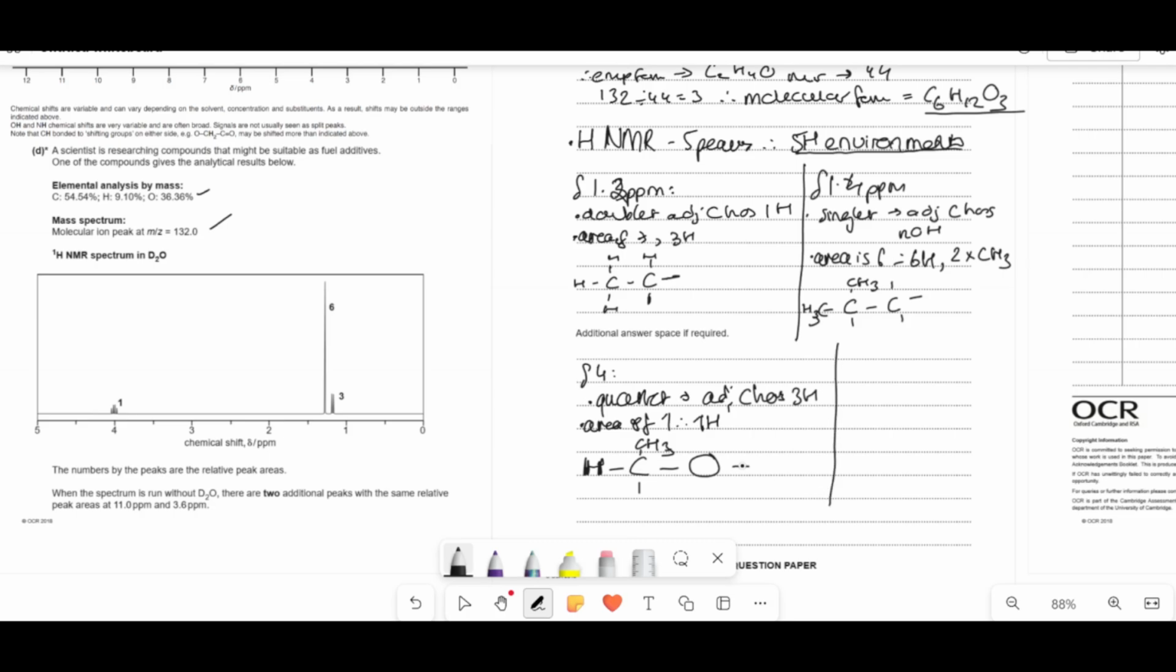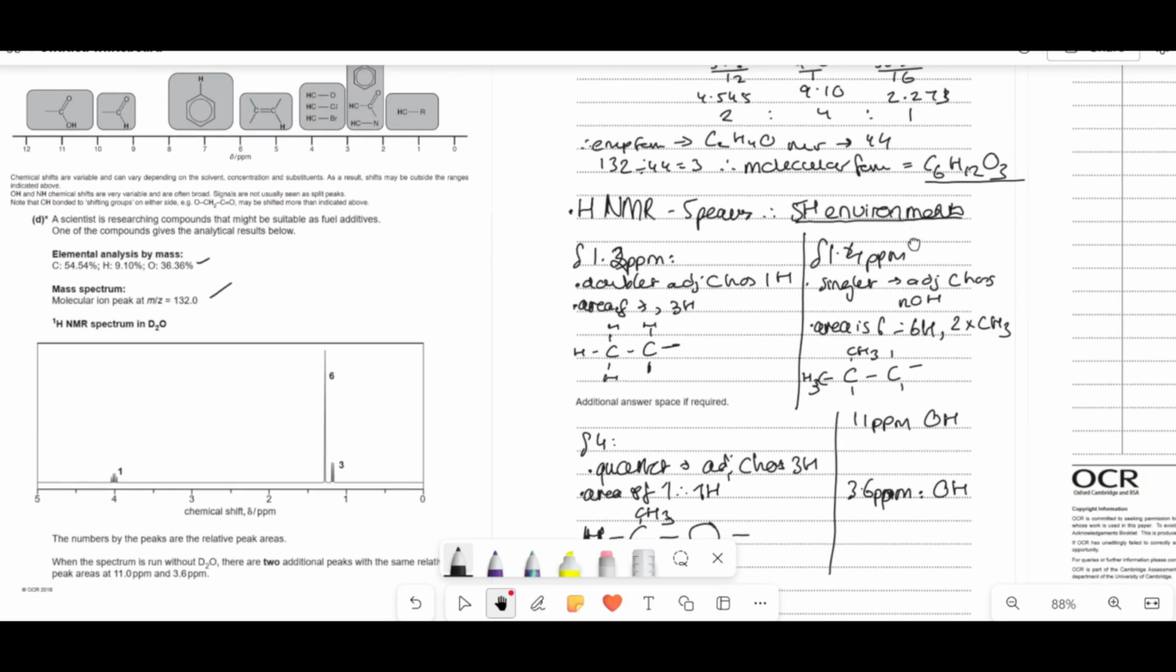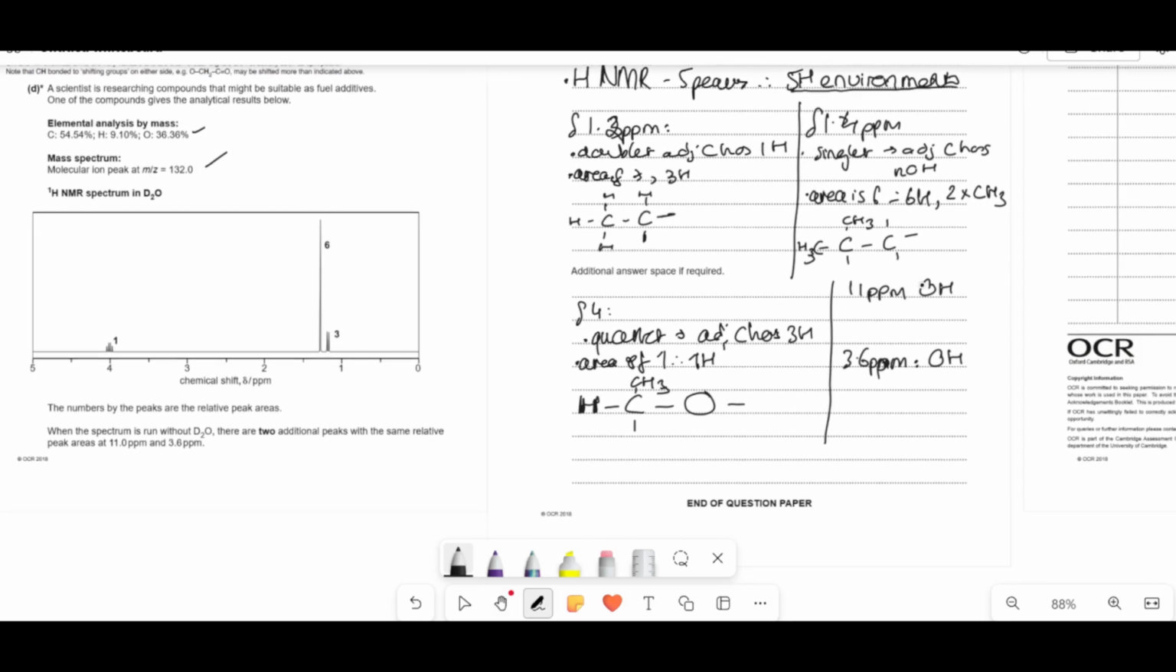Now, the question's still not done because we've got 2 other peaks with these peak areas here and here, right? If we're running it without D2O, these both are going to be OHs, right? So we've got an 11 ppm and a 3.6 ppm, and these are going to be OH and OH. Now, these are different peaks, so they're different OHs, right? If you look at the overall formula, it's O3, so I only have these left. I can only have OHs.